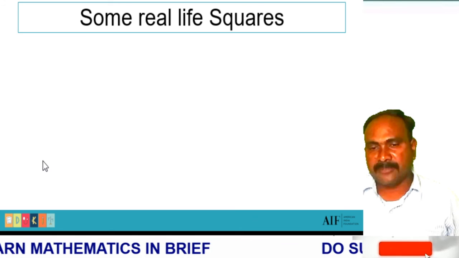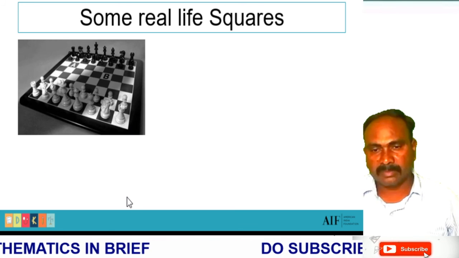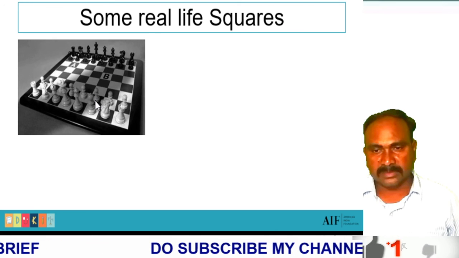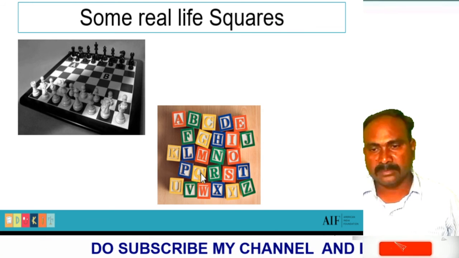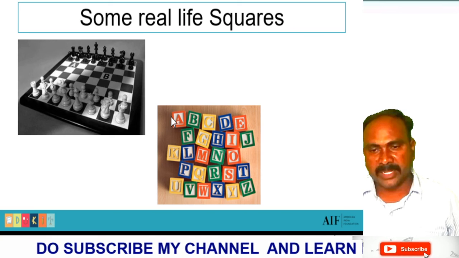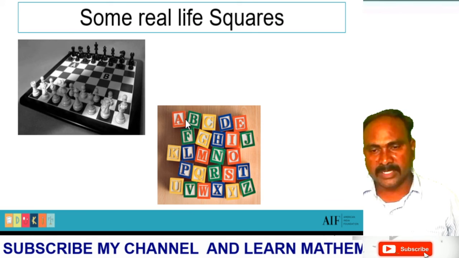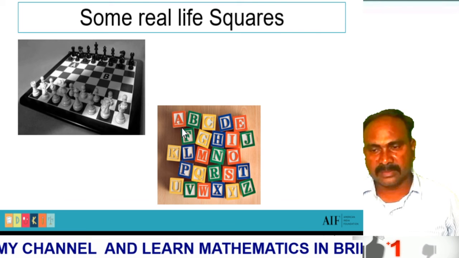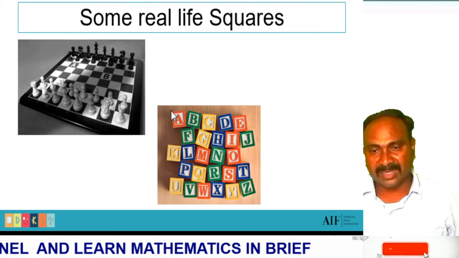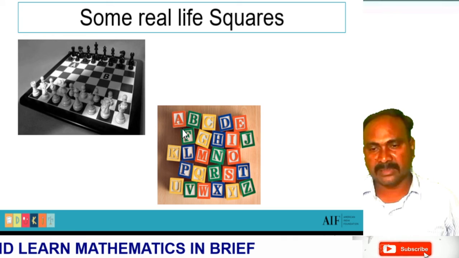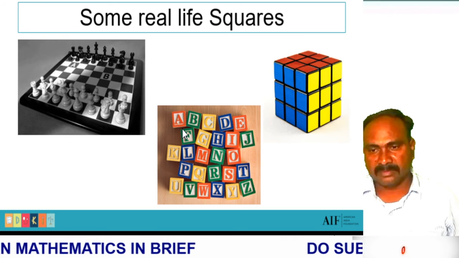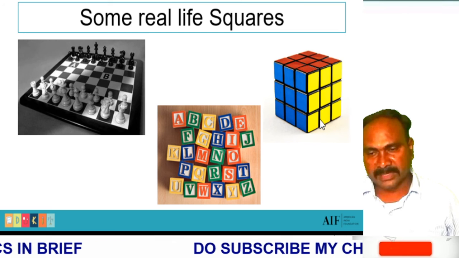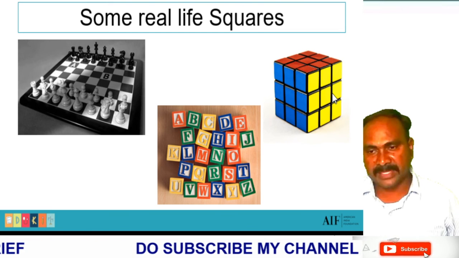Some real life squares. It's about different types of letters, not letters, the parts having a letter. A cube, but one side or one face of a cube.